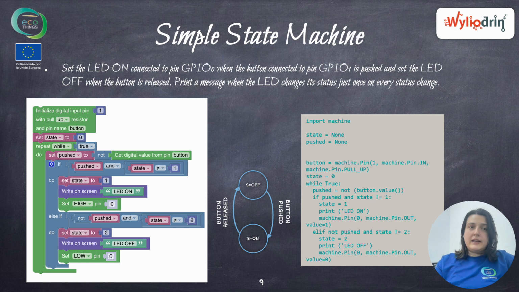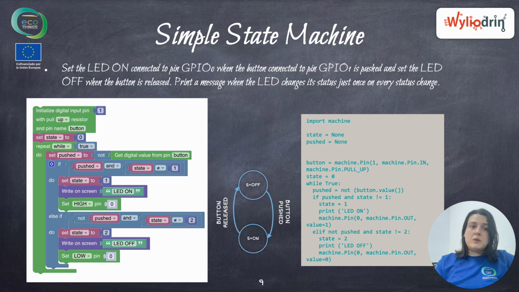Then we go into the while loop and try to read the values from the button. These are set under the pushed variable. If the pushed variable is true, basically we have the button pressed and the state is not 1, so we have never been in the state where the button is pressed, we set the LED to high, and then we also write on the screen that the LED was turned on. And we change the variable state to 1, because now we find ourselves in state 1.